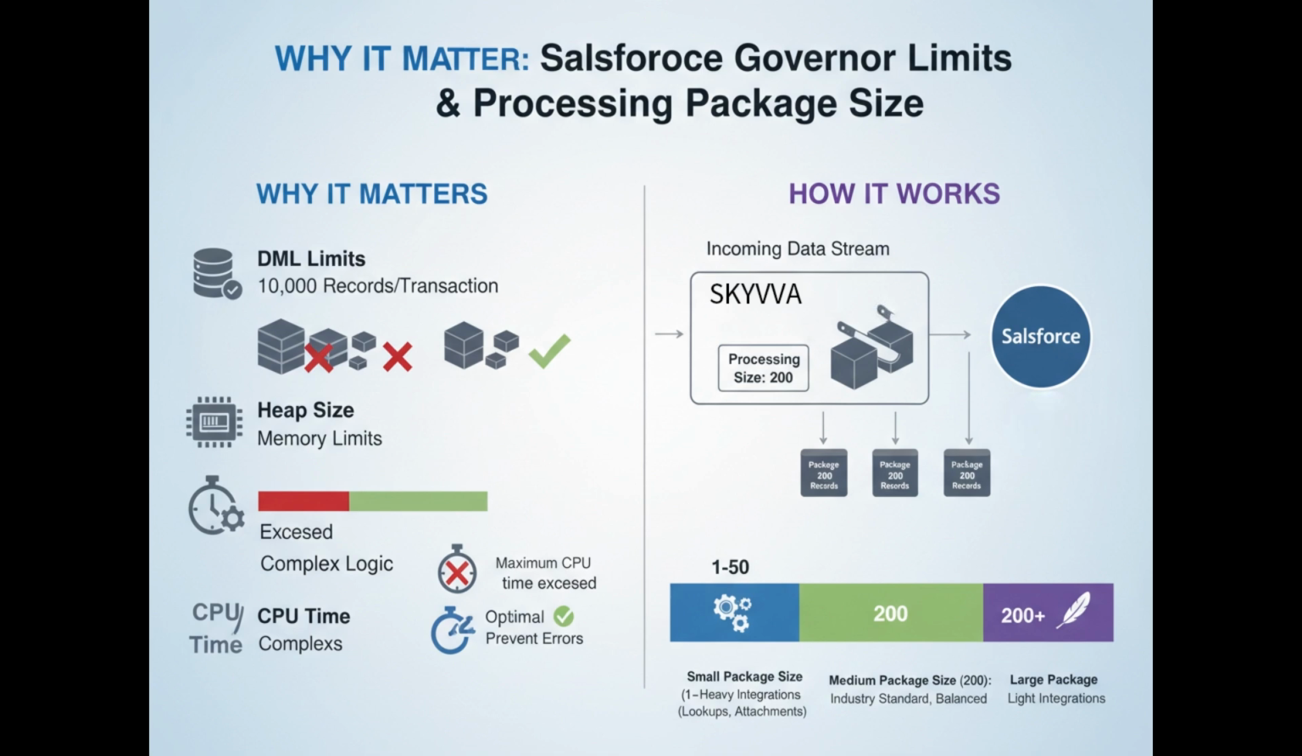Small package size, 1 to 50, is best for heavy integrations involving complex lookups, attachments, or multiple triggered flows. Medium package size, 200, is the industry standard for balanced, stable data migration. Large package size, 200 plus, is ideal for light integrations.